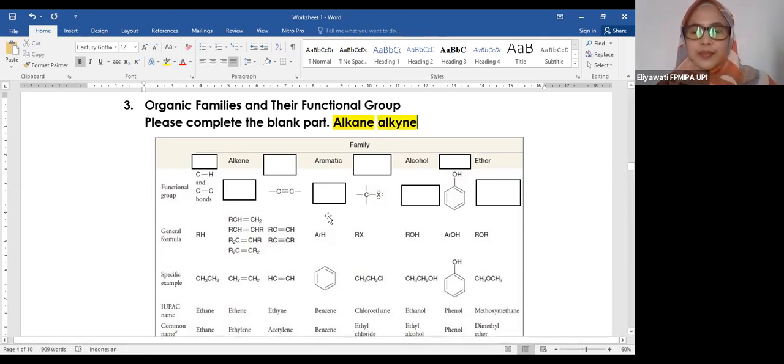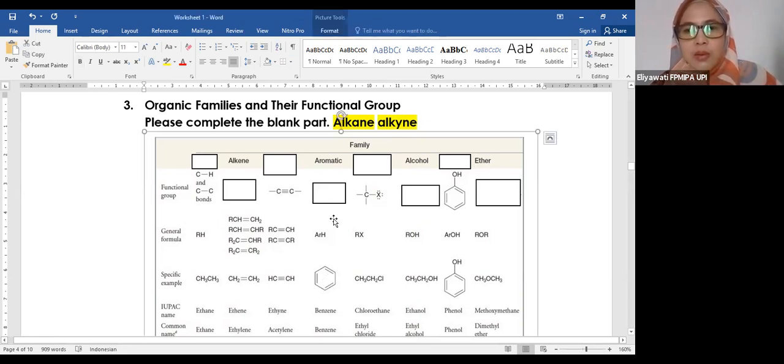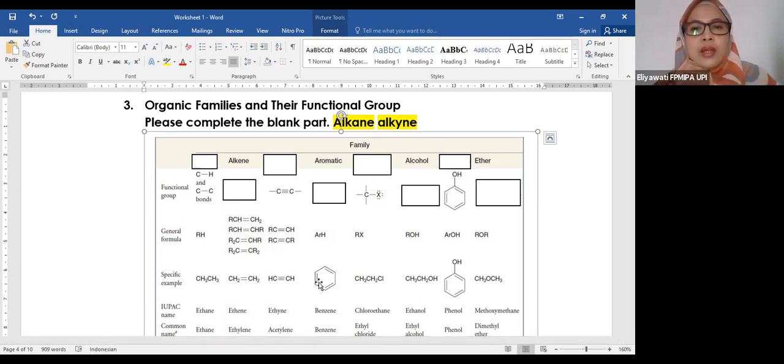And then aromatic. It's benzene, so please draw benzene like this. If the substance does not contain benzene in the structure, we cannot say it is an aromatic compound. So the prerequisite for an aromatic compound is benzene.